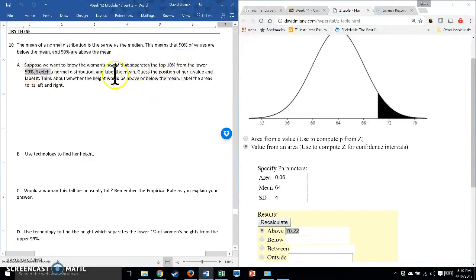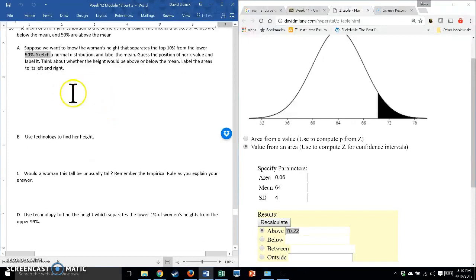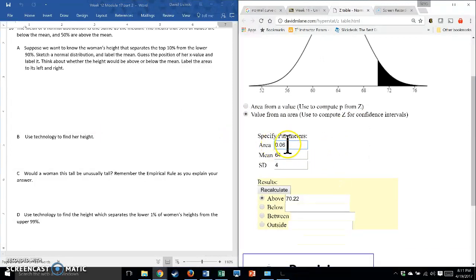Alright, so if I'm trying to guess the position, because I just did the other problem, I'm guessing that it's going to be a little bit more shaded. Maybe it's a little bit shaded here to the left, and I'll be dark and have this darkened in. So I would make this guess over here. Now I'm going to use the technology to find her height. Alright, so I want the top 10%. So the area that I want is 0.10, and I hit enter. And it did move over here to the left, and the height of that person is 69 inches approximately.